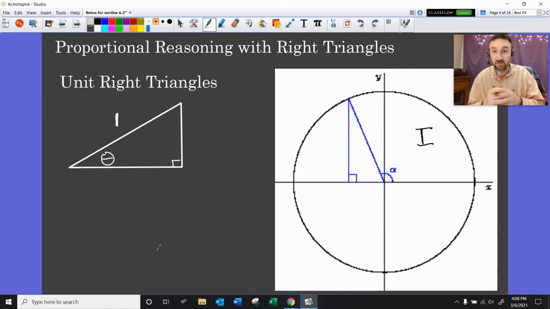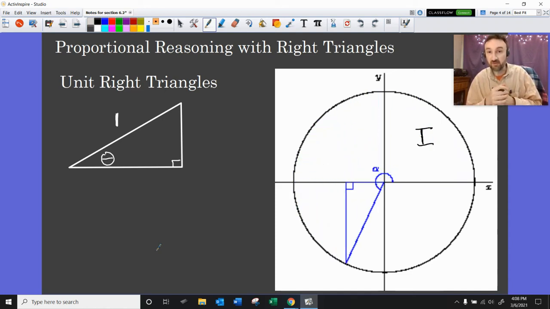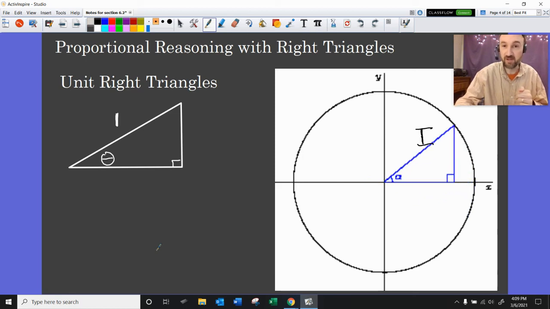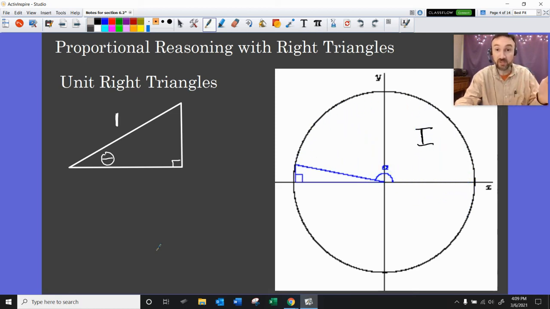So this is a unit circle. It's a circle of radius 1. And then we're just looking at triangles that fit inside that circle. That's all. That's right triangle trigonometry. And we're going to try and show you how to use right triangle trigonometry now.